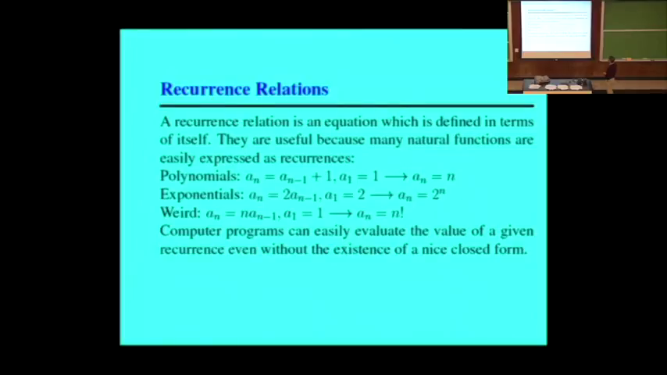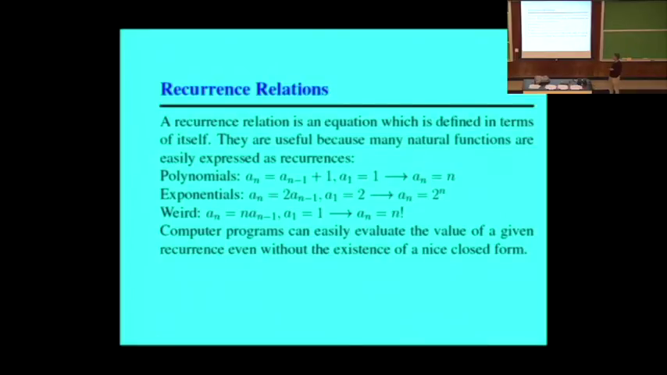a_n equals a_{n-1} plus 1 is an equation defined in terms of itself. It says that the nth value of the series is the (n minus first) value plus 1. Does everybody see that? This over here is also an equation defined in terms of itself: a_n equals 2 times a_{n-1}. Does everybody see that? And this is another equation defined in terms of itself.